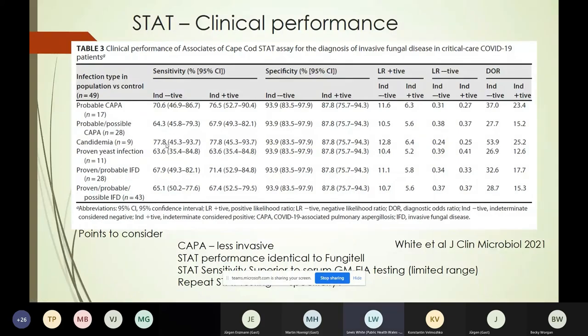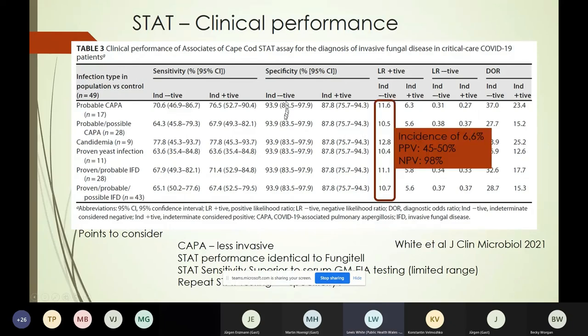Because of the high specificity at 94%, we had a really good positive likelihood ratio greater than 10. And this would be the situation where a statistician would tell you, if your positive likelihood ratio is greater than 10, then your patient does have invasive fungal disease. However, if you look at an incidence of invasive candidiasis or invasive aspergillosis of around 6%, then you actually find the positive predictive value is still less than 50%. So arguably, you have to combine this with other biomarker tests.